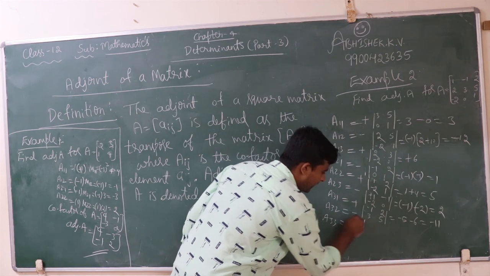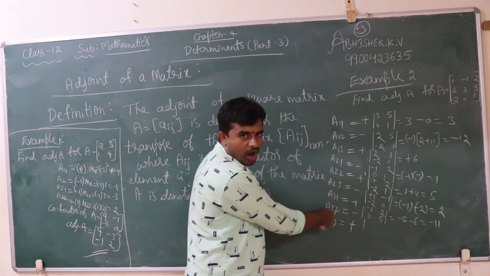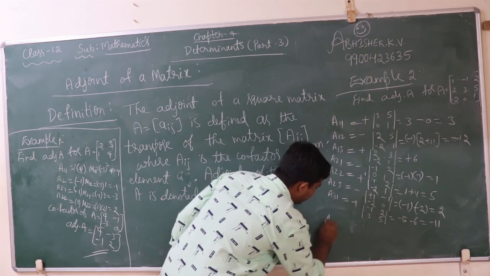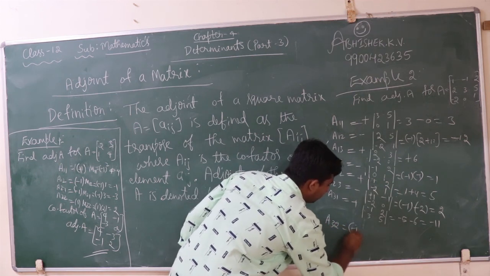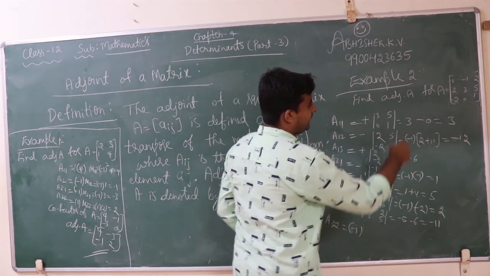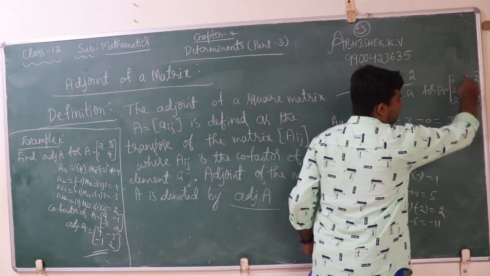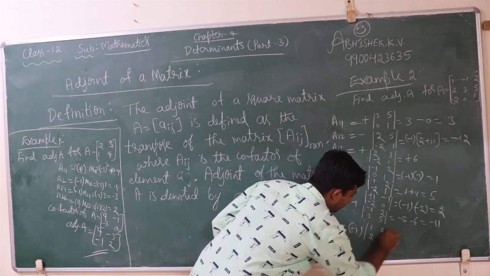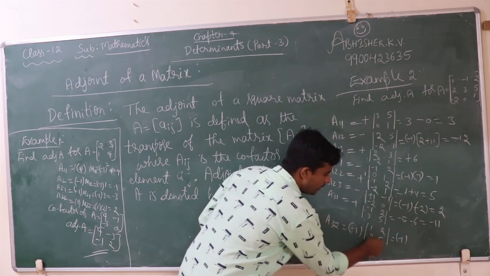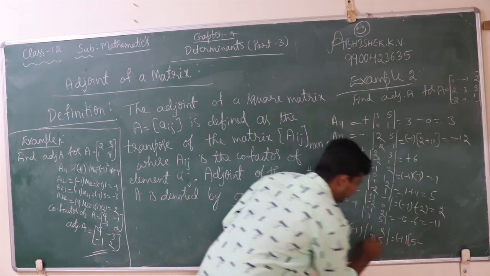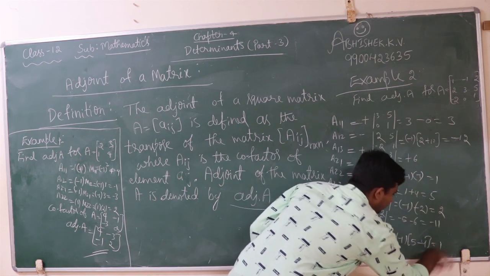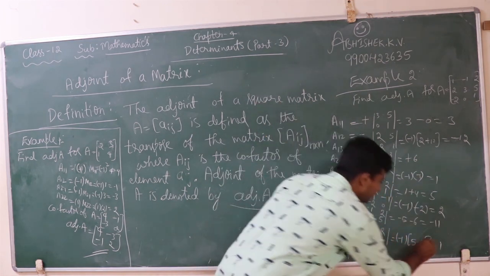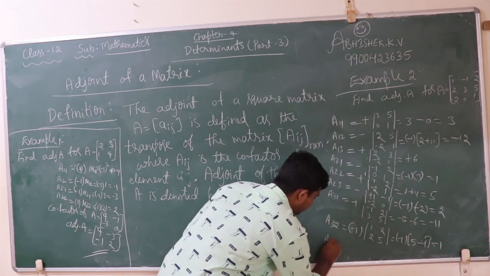A32 is multiplied by minus because it is odd. Third row, second column: 1, 2, 2, 5. This is equal to minus 1 into 5 ones are 5 minus 2 2s are 4. This is equal to plus 1 into 4, 5 minus 4, 1. 1 into minus 1, minus 1.